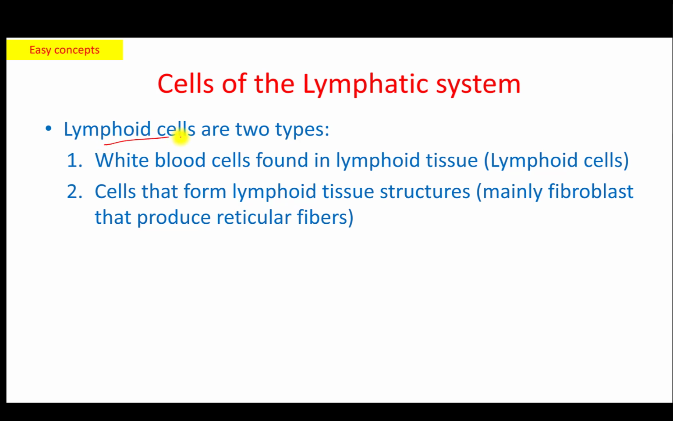Now, what are the cells of the lymphatic system? Those are called the lymphoid cells, and those are two types. We have the white blood cells. Those are within the lymphoid tissues. So those are the lymphoid cells.